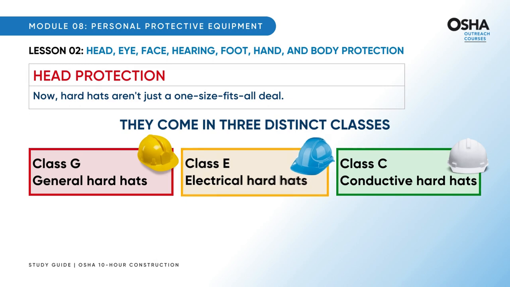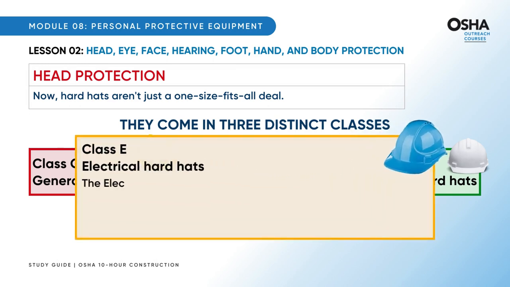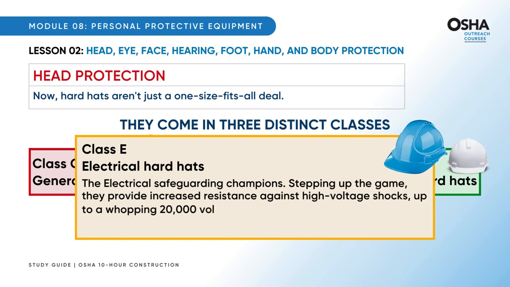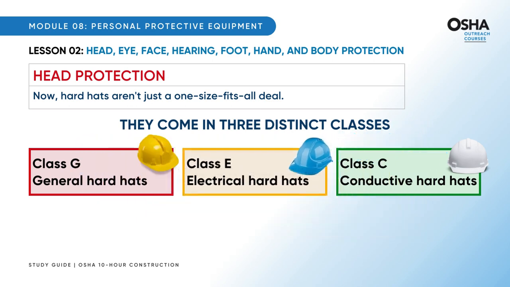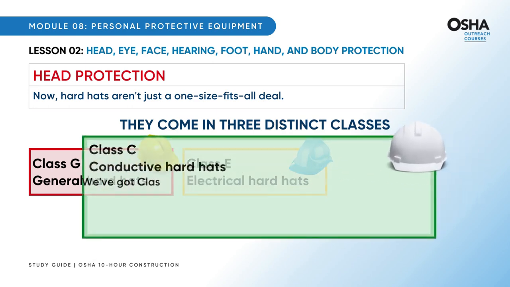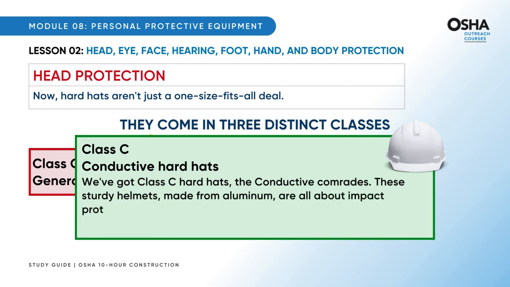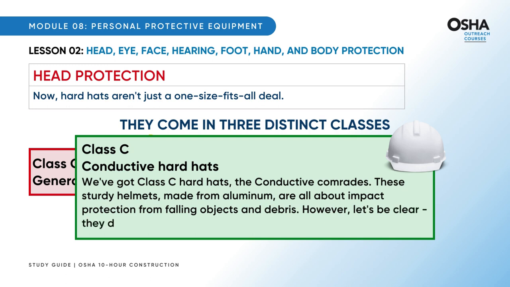Next in line, we've got Class E hard hats, the electrical safeguarding champions. Stepping up the game, they provide increased resistance against high-voltage shocks, up to a whopping 20,000 volts. Lastly, we've got Class C hard hats, the conductive comrades. These sturdy helmets, made from aluminum, are all about impact protection from falling objects and debris. However, let's be clear, they don't pack any electrical protection punch.